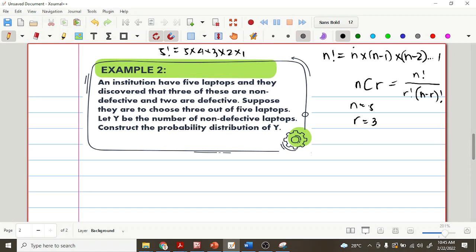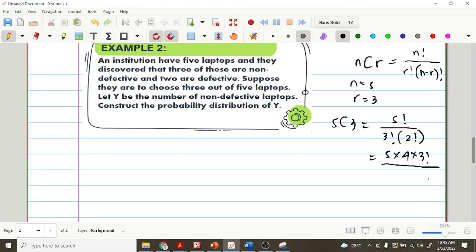So, substituting 5 kay n and then 3 kay r, this will be 5C3 is equivalent to 5 factorial all over 3 factorial times 5 minus 3 is 2 factorial. So, 5 factorial is 5 times 4 times 3 factorial. Bakit nag-stop ako kay 3? Kasi may nakita ako na 3 sa baba. Kapag may 3 factorial sa baba at may 3 factorial sa taas, magkapareho silang dalawa. And then multiplication naman yung operation, we can immediately cancel both.